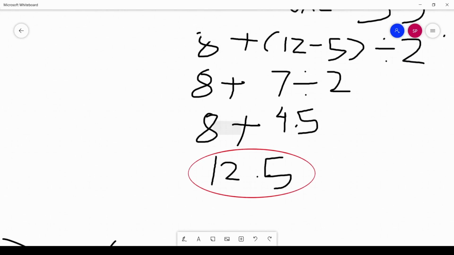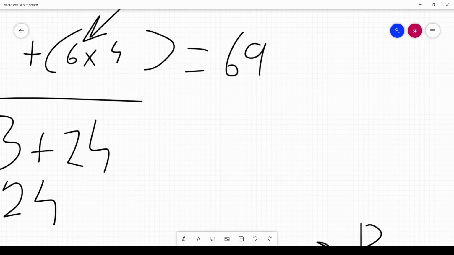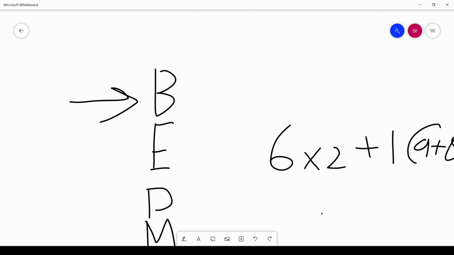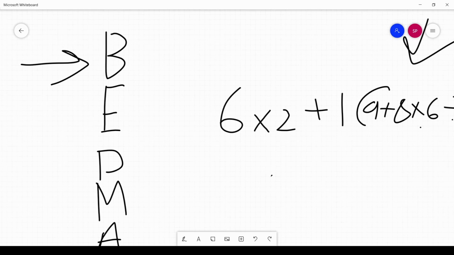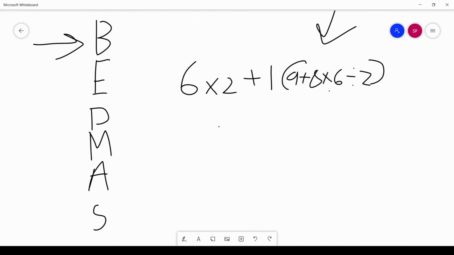So, now that we know what it is, let us quickly go to our sample question. Okay, here is our sample question. And to help us, we have our handy little acronym Bedmas.